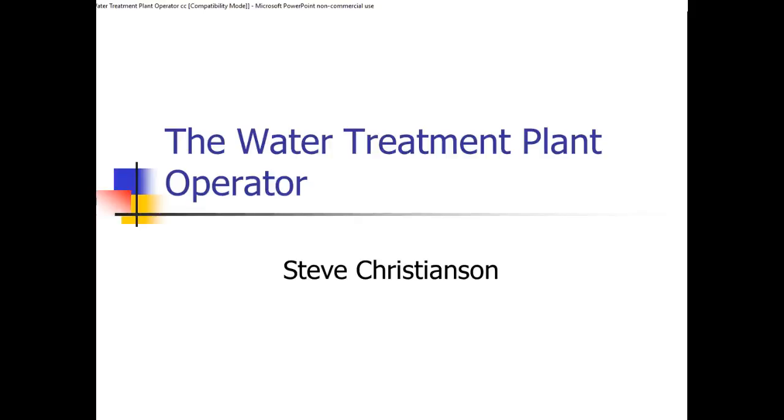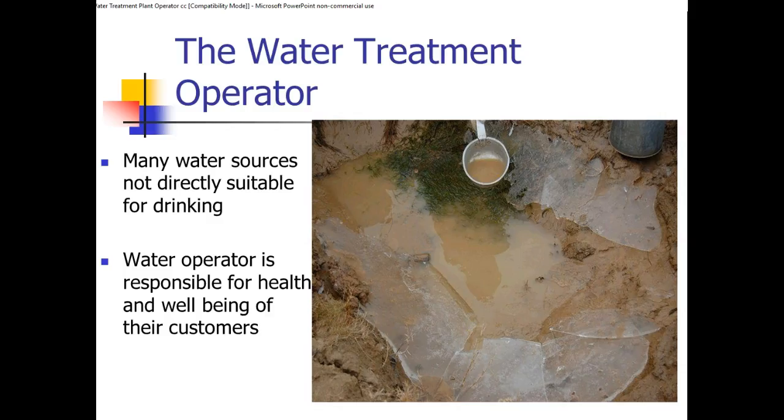Welcome back. Today we're going to talk about the water treatment plant operator. Well, look at that water. I don't think I'd want to be drinking that. We know we have many water sources that are not directly suitable for drinking. Actually, over 99% of the water on this earth is not suitable for human consumption.